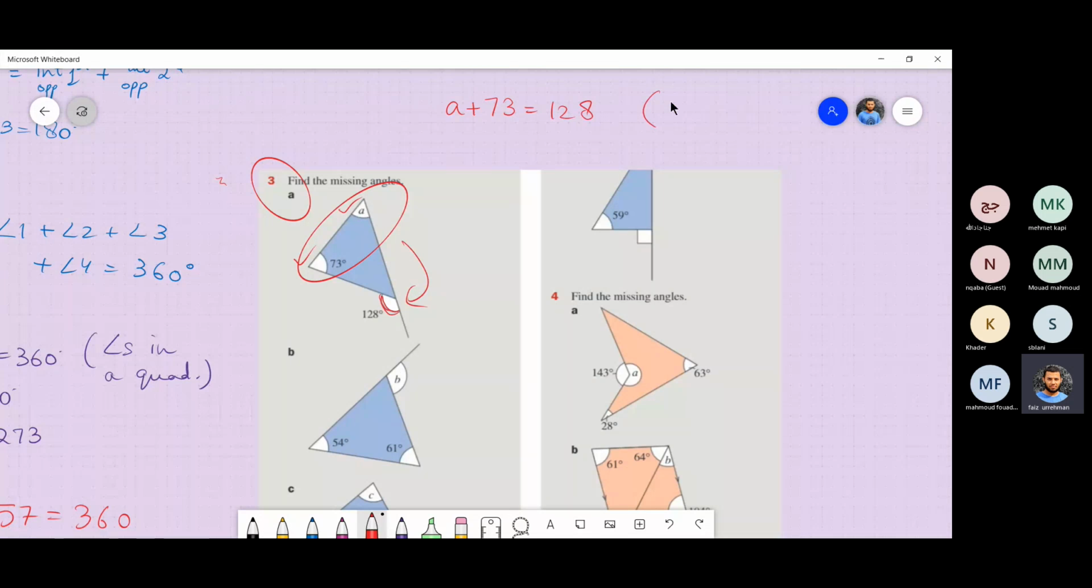Write the reason also. Okay, students, please don't forget to write the reason. Otherwise, when you revise, you will not understand why I used this angle property. So please always write the reason in brackets. Clear?